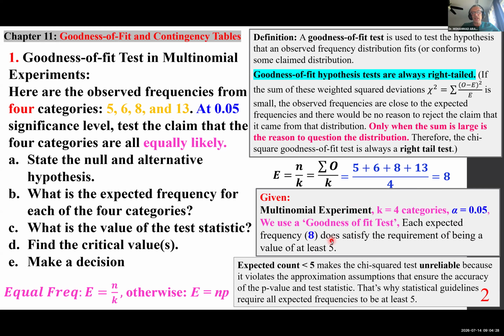Why is that? Expected count less than 5 makes the chi-square test unreliable because it violates the approximation assumption that ensures the accuracy of the p-value and test statistic. It has got to do with the essence of the test. That's why statistical guidelines require all expected frequency to be at least 5. 8 is good. We are in good shape, so we can move on.